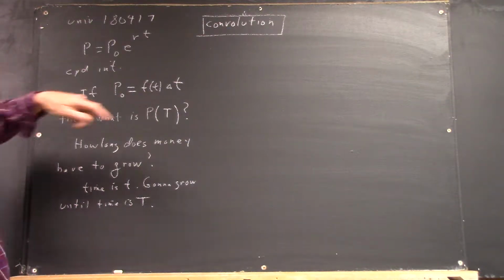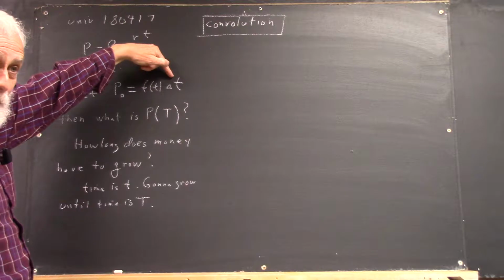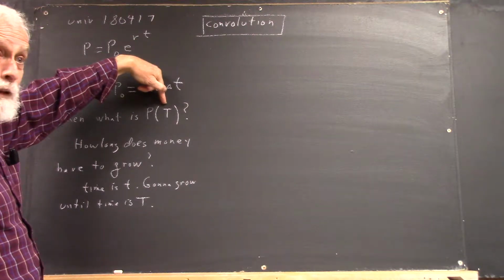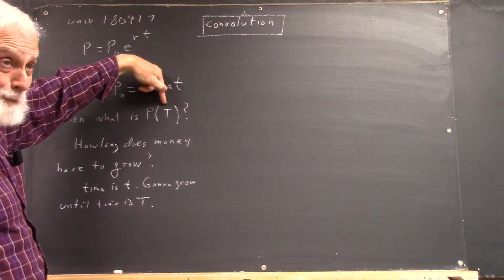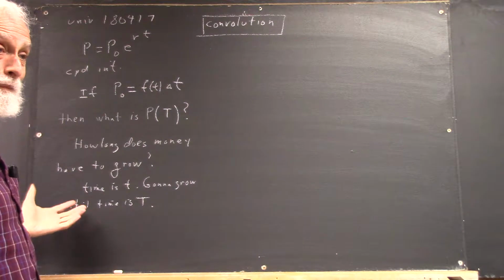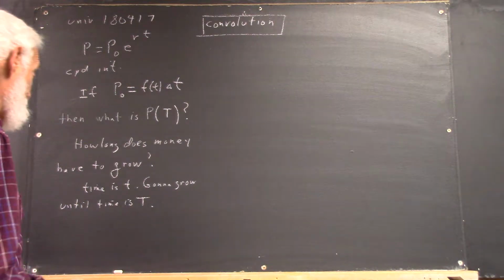Okay, we're looking at the money that flows in a short interval at time little t. And it's going to grow until the time is big T, right? So how long does it have? Big T minus little t.